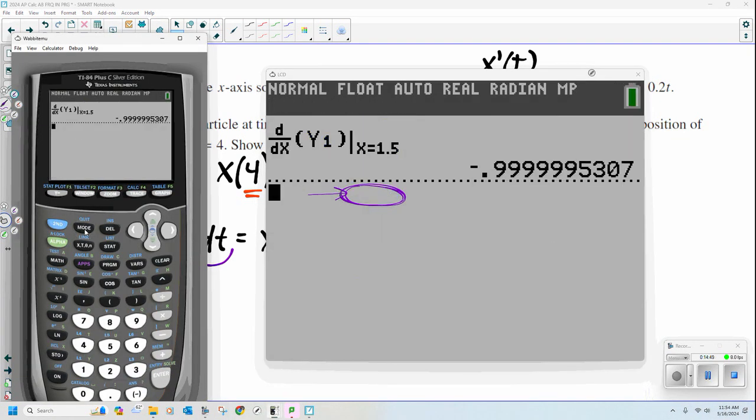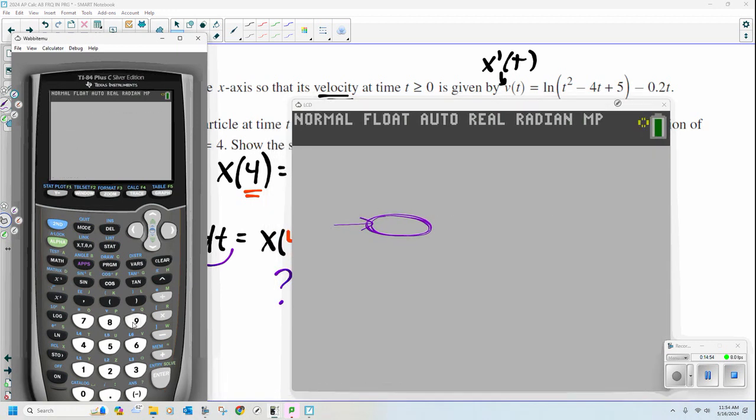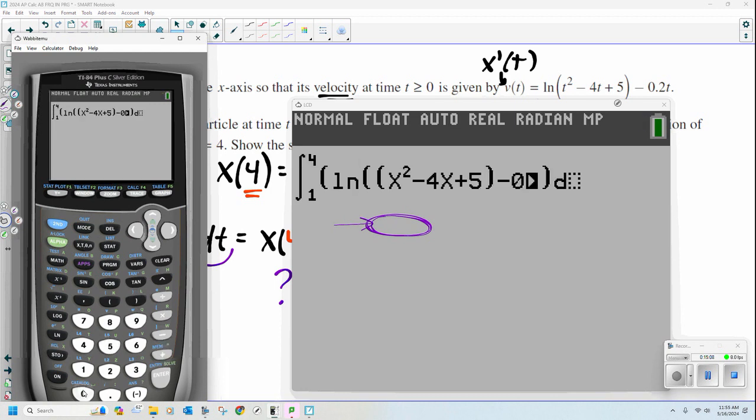Second quit. Let's get our equation. There it is, up there in the top right. Clear this out, go math 9 from 1 to 4, I am integrating the natural log of x squared minus 4x plus 5, close that parenthesis out, then subtract 0.2x, close that parenthesis out. Wait. Ooh, I put 2 parentheses. This is weird. Let's delete this one. Okay, that's the ln of that. Minus, then I don't need this one.